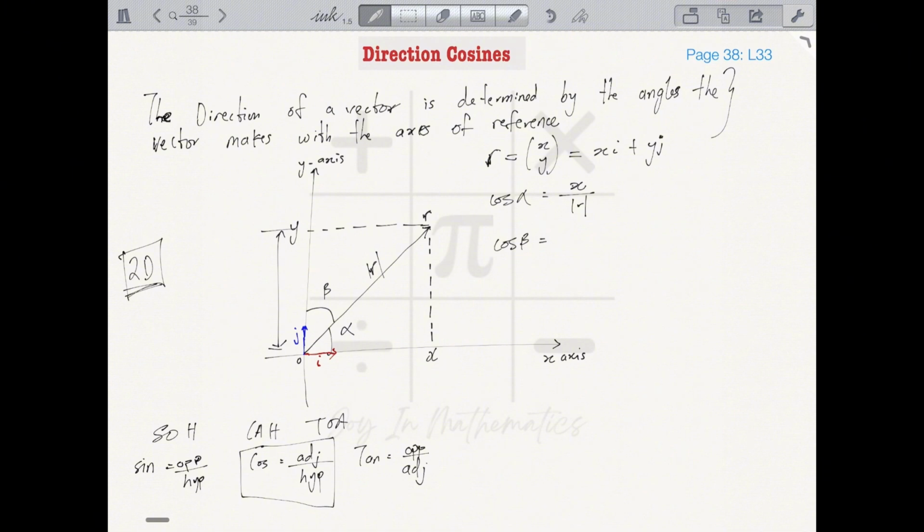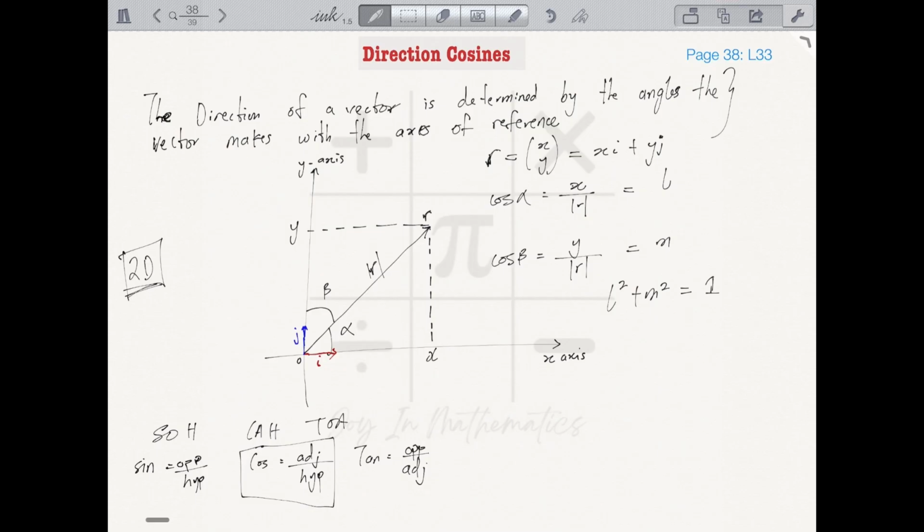So with that done, we can say that cos beta is equal to y divided by the modulus of r. Now we can call cos alpha to be equal to L. We can also say let cos beta be equal to m. And therefore, we have a final conclusion that L squared plus m squared is equal to 1. This is for two-dimensional vectors. Now we are just laying the foundation.